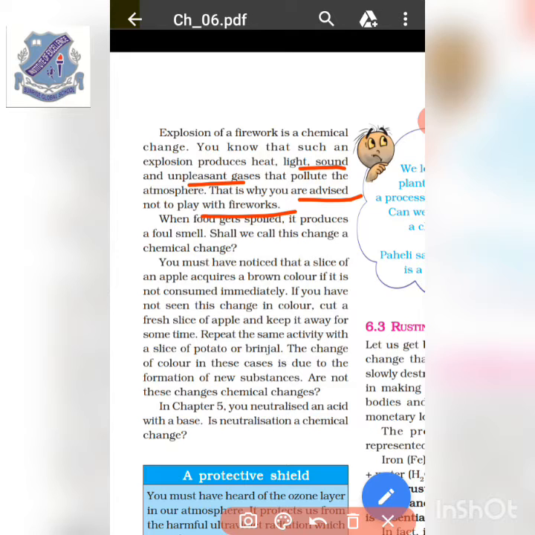You must have noticed that a slice of an apple acquires a brown color if it is not consumed immediately. If you have not seen this change in color, cut a fresh slice of apple and keep it away for some time. Repeat the same activity with a slice of potato or brinjal. The change in color in these cases is due to the formation of a new substance. So whenever you cut an apple, a potato or a brinjal and keep it for some time without consuming or cooking it, you will see that it turns brown. This is because of the reaction with the oxygen present in the air. So whenever this happens, a chemical change takes place.